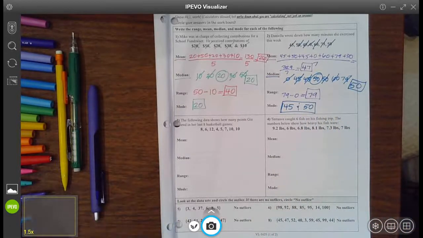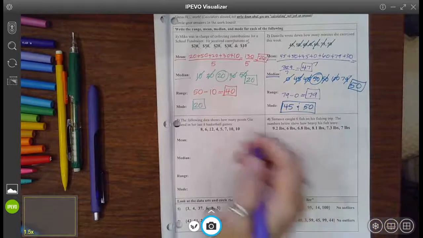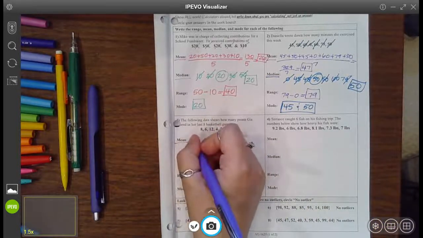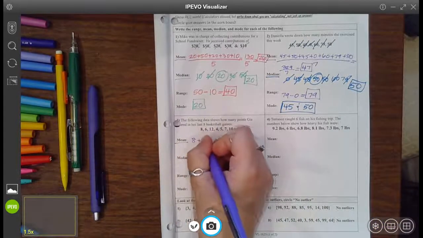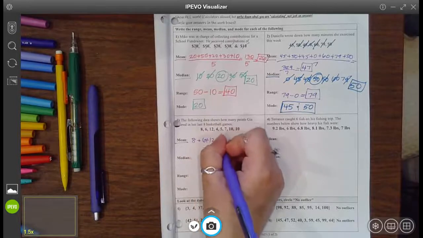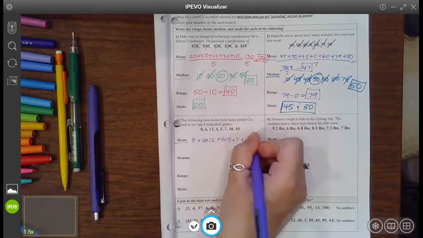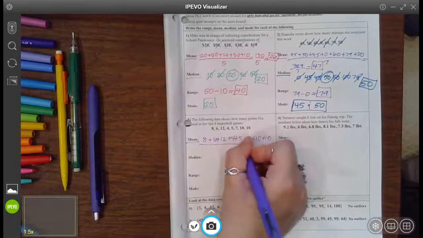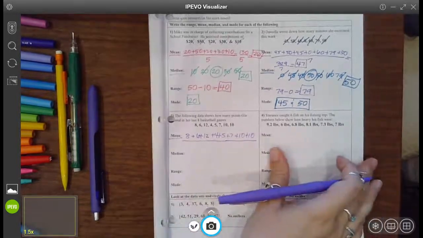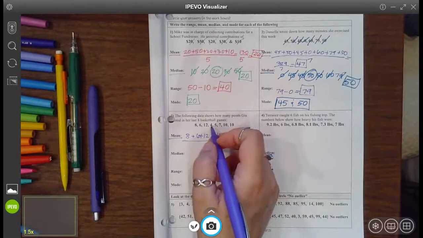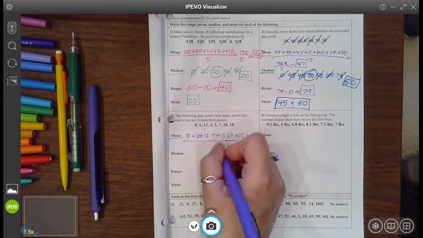Okay, my next one, number 3, again, mean, median, range, and mode. So for the mean, we want to add all those. 8, 6, 12, 4, 5, 7, 10, and 10. Divide by how many numbers there were. There are 1, 2, 3, 4, 5, 6, 7, 8 numbers in that data set.